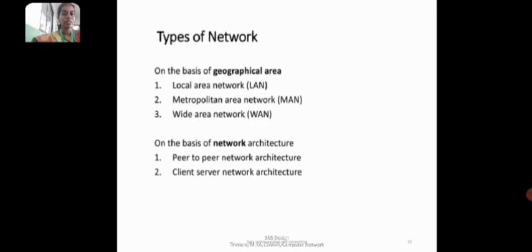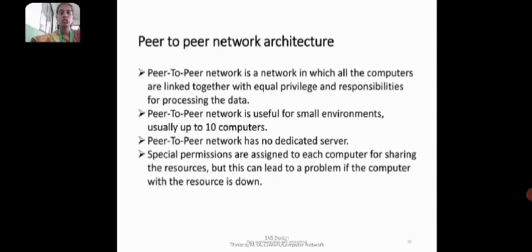On the basis of network architecture, it is divided into two types, that is peer-to-peer network architecture and client-server network architecture. Peer-to-peer network architecture. Peer-to-peer network is a network in which all the computers are linked together with equal privileges and responsibilities for processing the data. Peer-to-peer network is useful for small environments, usually up to 10 computers. Peer-to-peer network has no dedicated server.